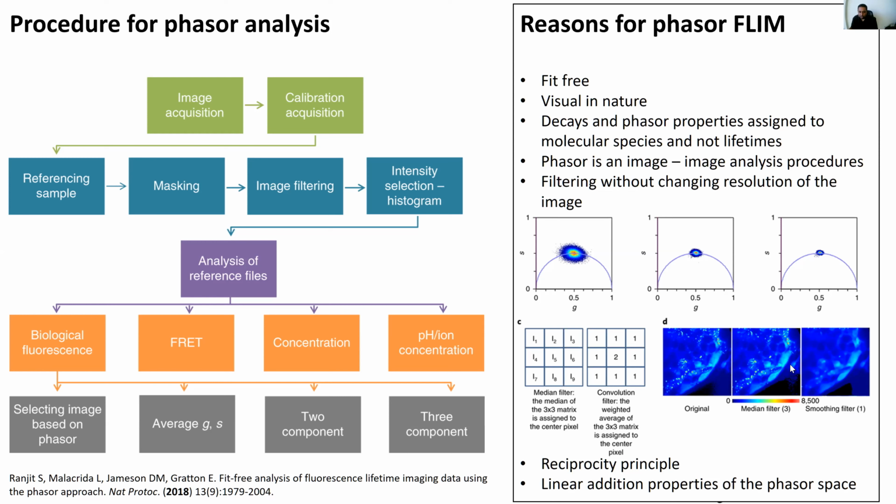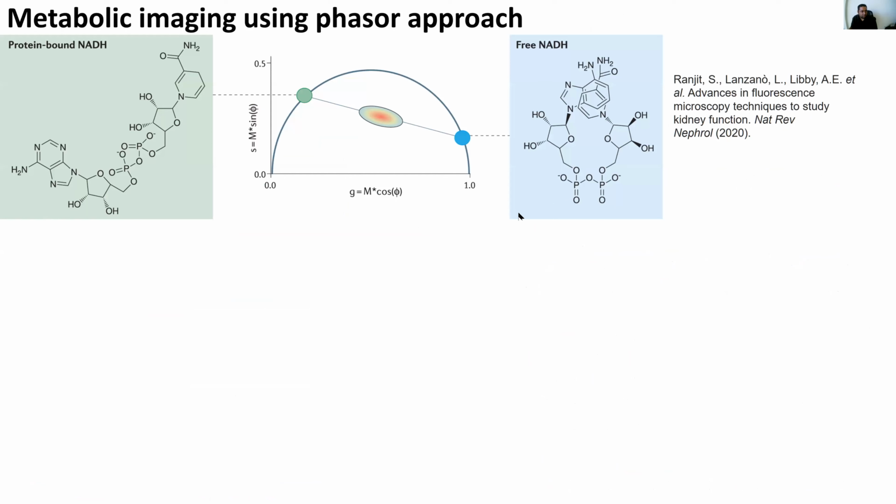You can also do smoothing. If you do a median filter, you decrease the spread but it doesn't change the original image. The original image still has the exact same resolution. In comparison, if you do a smoothing filter, the original image loses its ability to look at that, right? And then there is the reciprocity principle, which we talked about a little bit ago, and the linear addition properties of the physical space. So based on that, how do we do metabolic imaging?